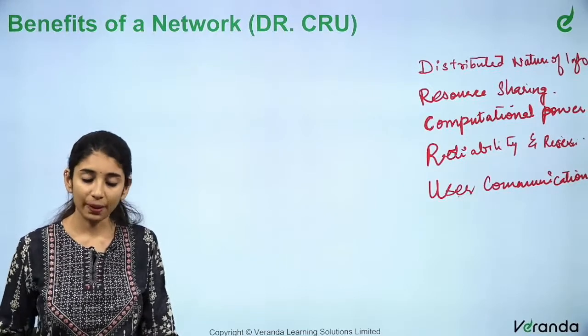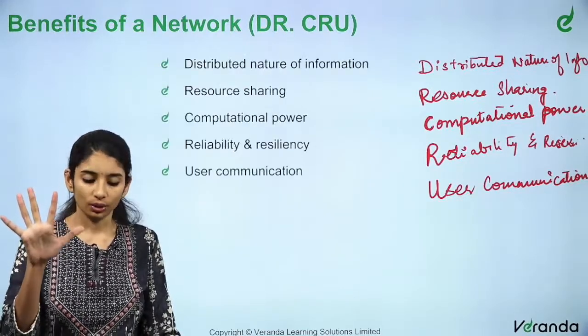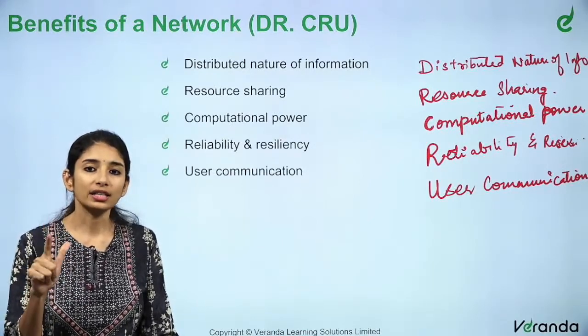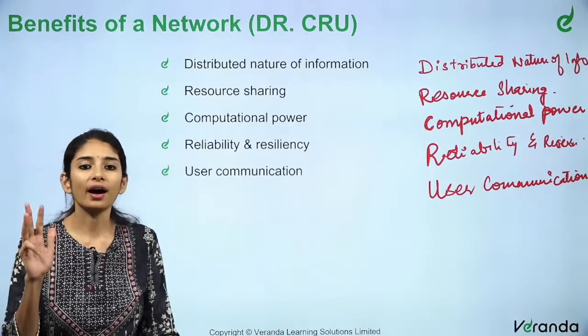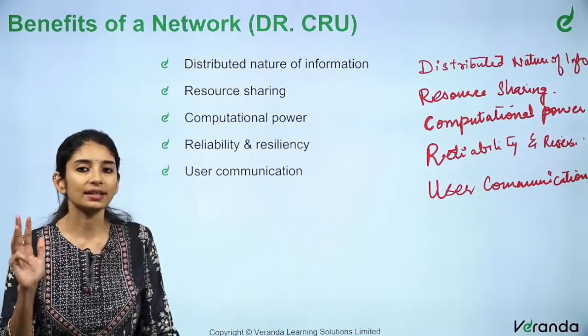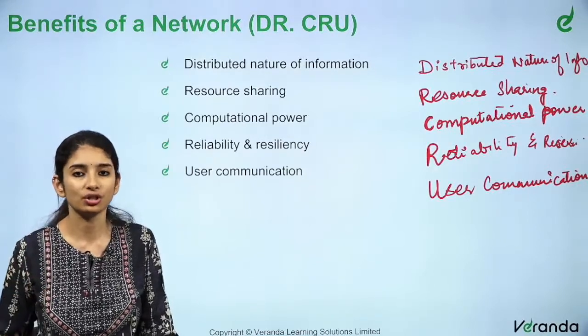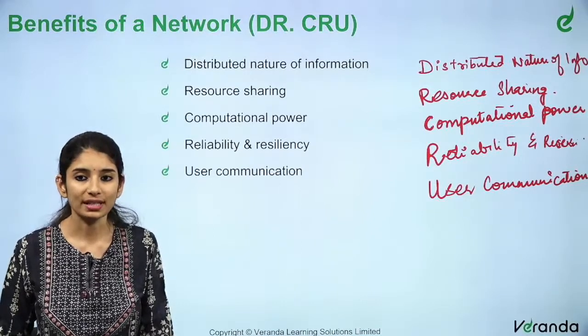So these are the 5 benefits of a network. Dr. Crew. Everyone clear? Dr. Crew. D: distributed nature of information. R stands for resource sharing. C: computational power. R for reliability and resiliency. U for user communication. Clear? This is an important question as well.